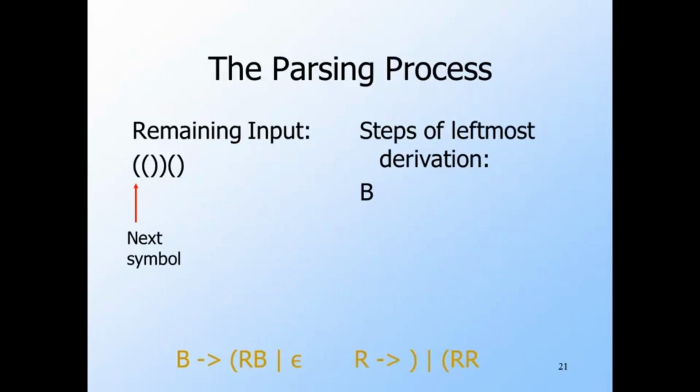Here's an example. Suppose we want to find the unique leftmost derivation for this string of parentheses. That's this string right here. We set the string up as an input with a pointer to the next symbol that must be matched in the leftmost derivation. Okay. We start off with the left sentential form, that is the start symbol b alone. Okay. The next input to match is a left paren, and we must therefore expand this b to left paren rb, that is, using that production.